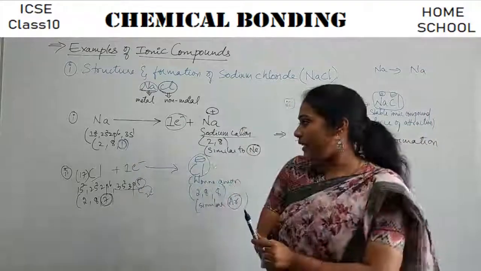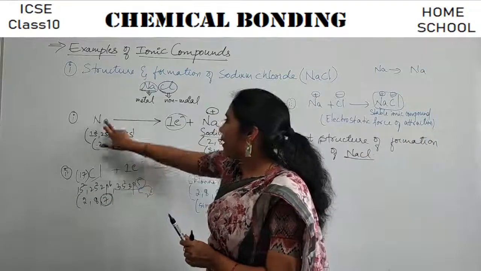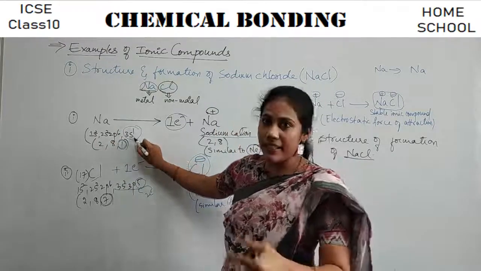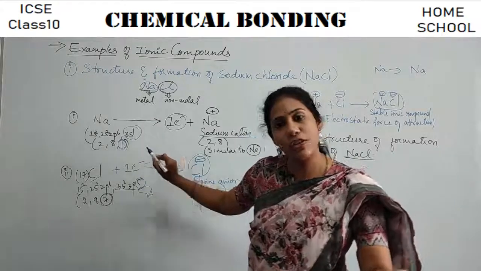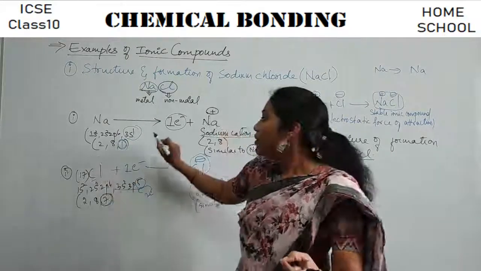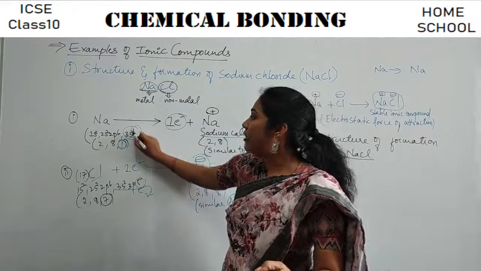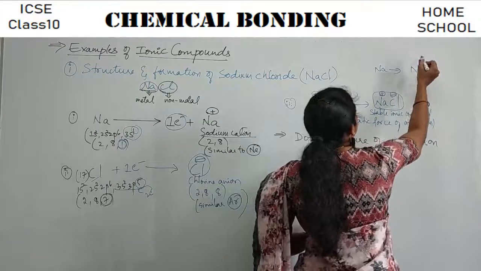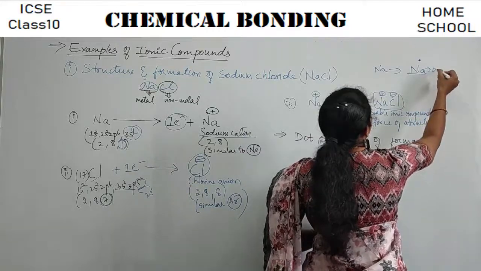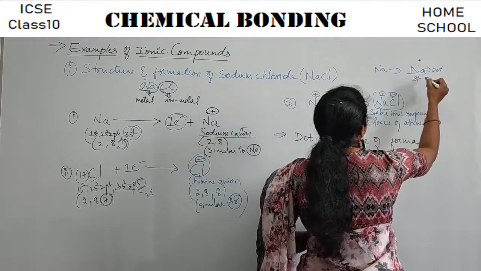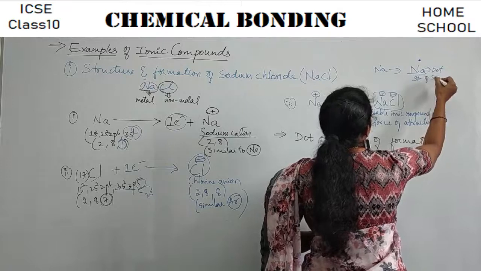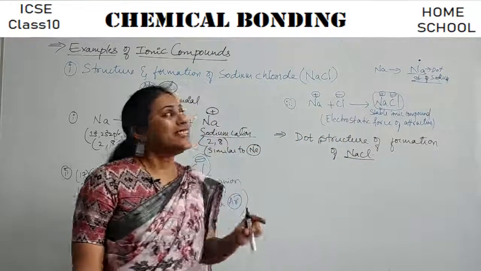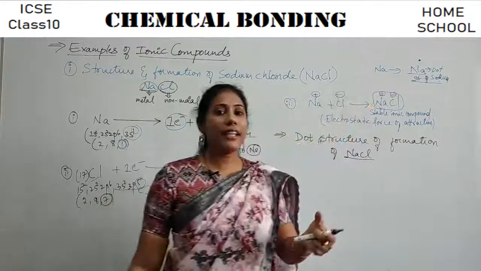And if you know its electronic configuration, see where sodium is. Which is the last shell? Third shell. The last shell is also called the valence shell, isn't it? In the last shell, how many electrons are there? 1, isn't it? So I will put 1 dot. Now this becomes the dot structure for sodium. This is how we write the dot structure for elements or atoms.